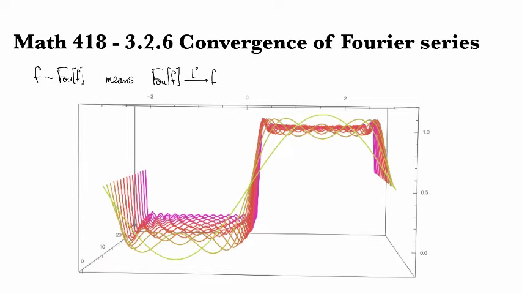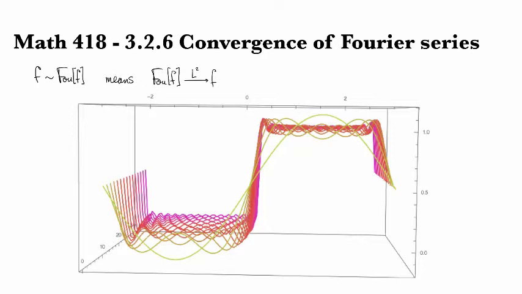Now we know what it means to say that f is approximated by its Fourier series. Technically, this means that the Fourier series of f converges in L2 to f as more and more terms of the series are added. And so if we go back to this picture that we were looking at before, where we were looking at the first partial sums of that Fourier series, so there's the situation.